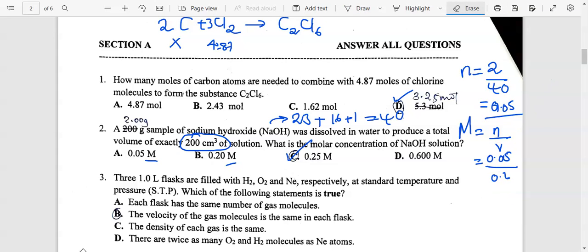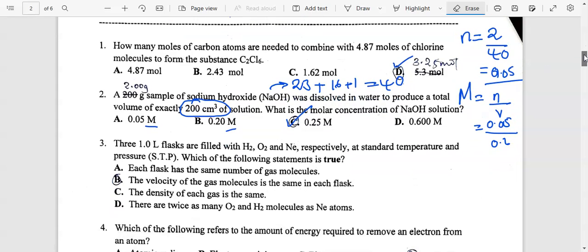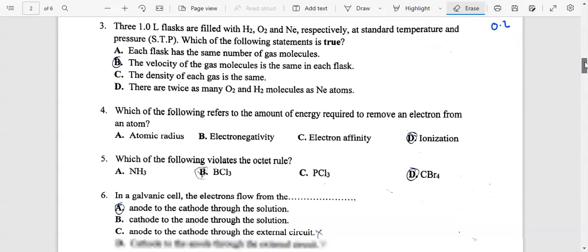Whenever you are converting from cubic decimeter to cubic centimeter, you multiply by 1000. When you're converting from cubic centimeter to cubic decimeter, you divide by 1000.